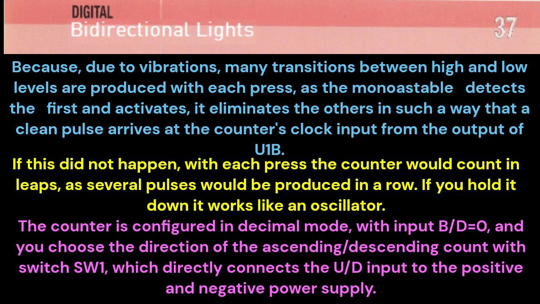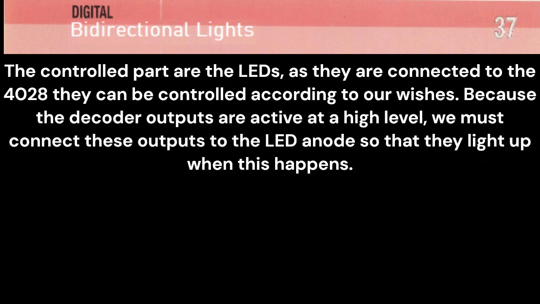The counter is configured in decimal mode, with input BD equal to 0, and you choose the direction of the ascending-descending count with switch SW1, which directly connects the UD input to the positive and negative power supply. The controlled part is the LEDs. As they are connected to the 4028, they can be controlled according to our wishes. Because the decoder outputs are active at a high level, we must connect these outputs to the LED anode so that they light up when this happens.